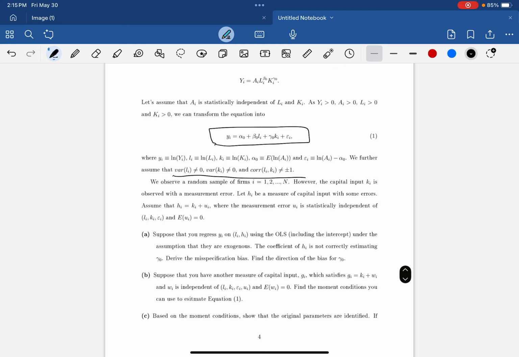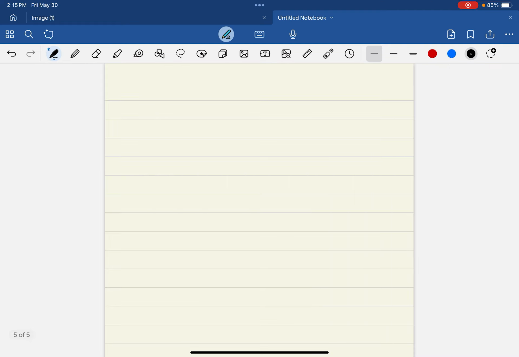And right, like we have measurement error. So that's a typical problem. Okay, so let me start my solution.